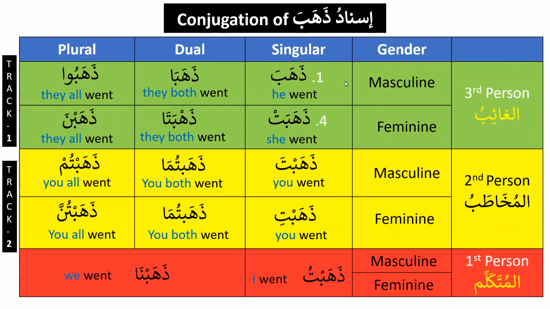Here is the conjugation of past tense, isnadu dhahaba. And the reason why I wanted to show you is that we are dealing with the verbal sentence, and we want to make sure that what is meant by form number 1 and what is meant by form number 4 is clear. So I would strongly recommend that you memorize this conjugation.